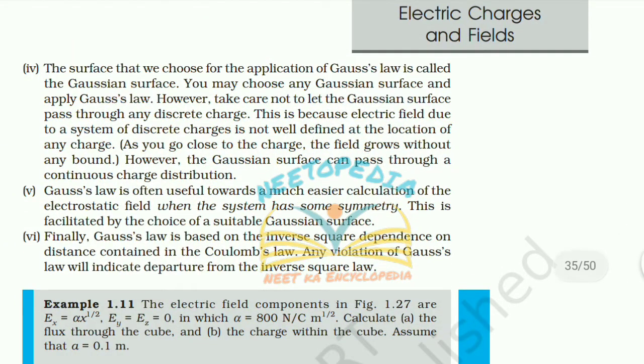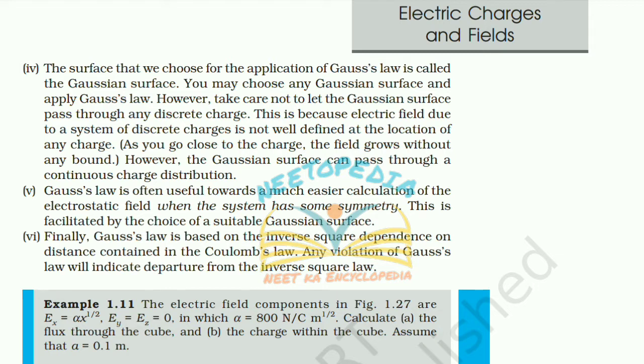Number 4. The surface that we choose for application of Gauss law is called the Gaussian surface. You may choose any Gaussian surface and apply Gauss law. However, take care not to let the Gaussian surface pass through any discrete charge. This is because the electric field due to a system of discrete charges is not well defined at the location of any charge. As you go close to the charge, the field grows without any bound. However, the Gaussian surface can pass through a continuous charge distribution. Gauss law is often useful towards much easier calculation of the electrostatic field where the system has some symmetry.